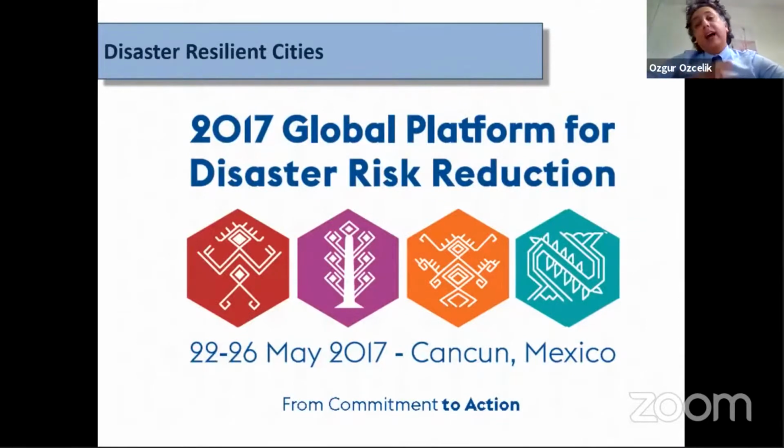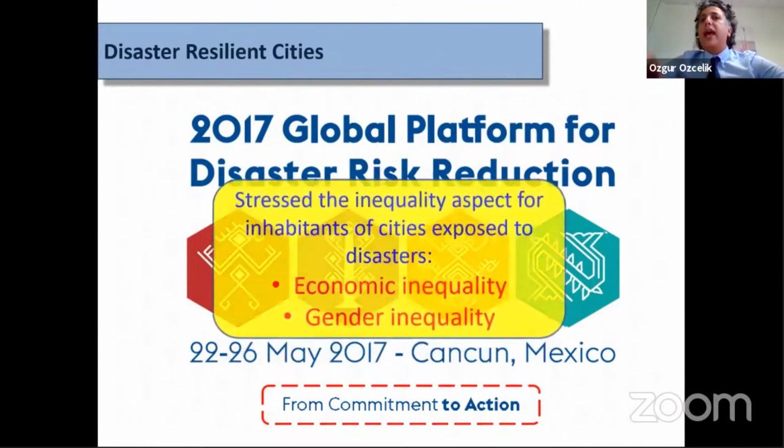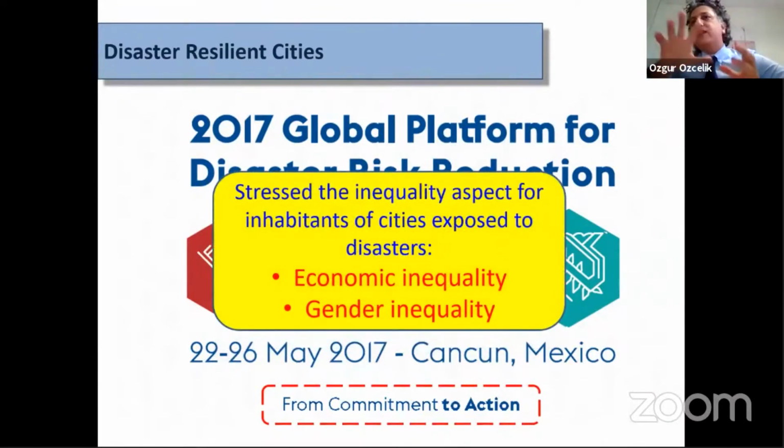And the final work that I followed, at least, was a conference held in 2017, the Global Platform for Disaster Risk Reduction, which was held in Cancun, Mexico. And the subtitle was Commitment to Action. Here, other aspects of disaster management were stressed. What was important in this conference was that it stressed the inequality aspect for inhabitants of cities exposed to disasters, such as economic inequality and gender inequality.